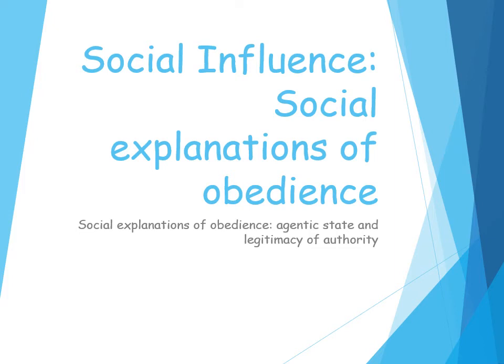Social explanations of obedience. So social explanation of obedience refer to agentic state and legitimate authority. It's important that you know that those two link to the umbrella term of social explanations, because you could be asked a question in the exam that is outline and evaluate social explanations of obedience, and you need to know that that refers to agentic state and legitimate authority, and you talk about both of those in your answer.